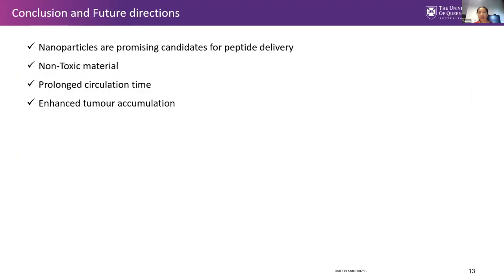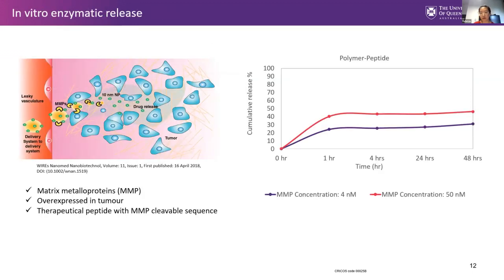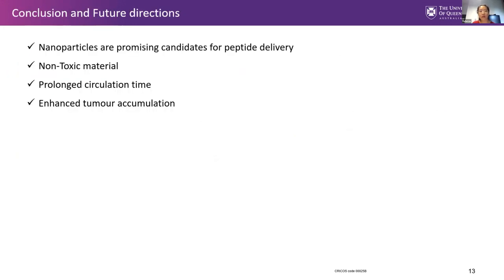So if the peptide needs to be cleaved off in the future, we have options available. In conclusion, we have synthesized 2 nanoparticles for peptide delivery, and both of them are non-toxic. And one of them, which is the micelle peptide conjugate, has shown prolonged circulation time and enhanced tumor accumulation.